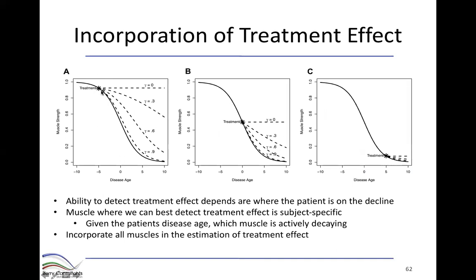Whereas if you look at a muscle group that's almost actively declining and you treat a subject here, you can see a large difference between where you would be under a complete cure versus natural progression. So this really emphasizes the need to use all muscles when estimating a treatment effect so that we can incorporate those that each subject is actively progressing on.